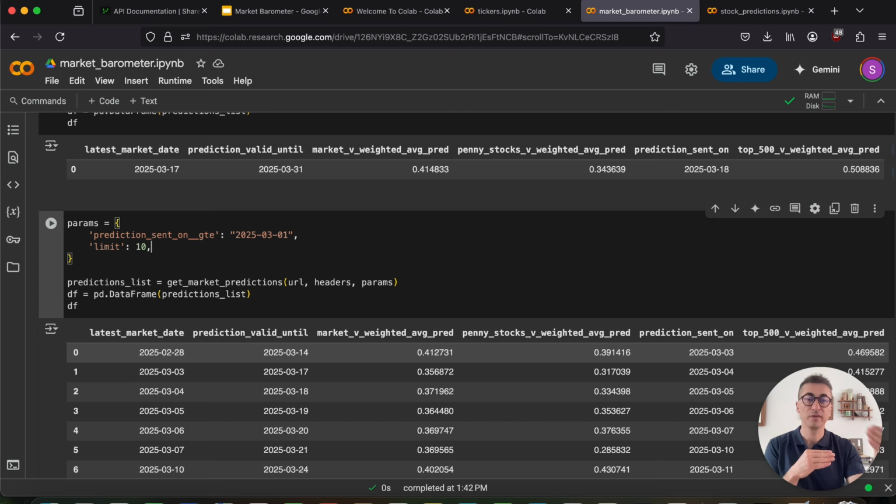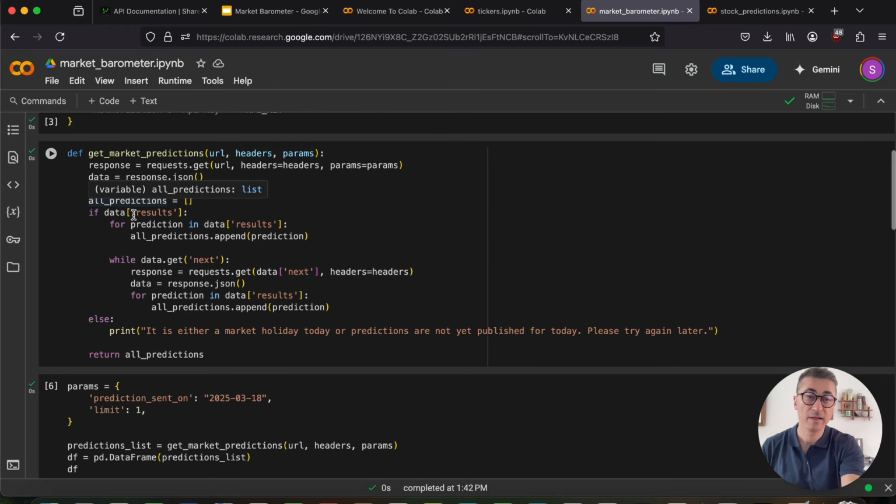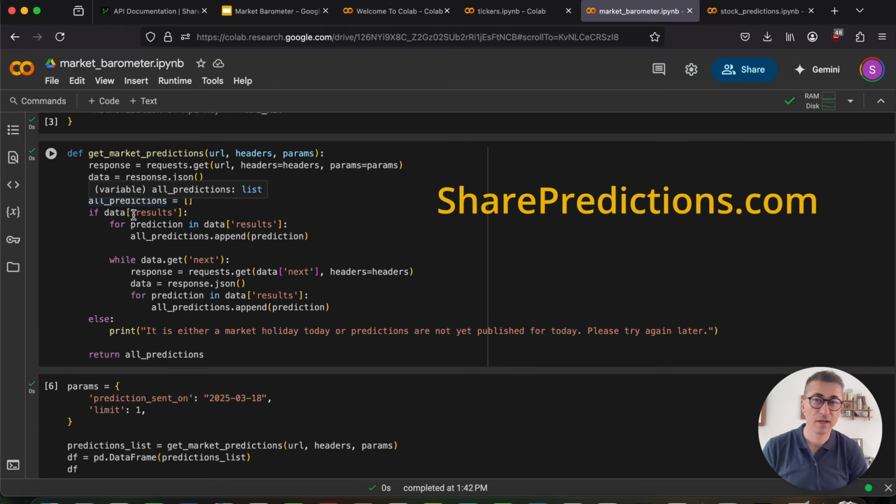This request is now going to return 10 predictions at a time, and there's going to be a next field in the returned results. If the entire result includes, let's say, 50 predictions in total, the first 10 will be returned first. By using the next link, you can get the next 10, and the next 10 again, and so on. This logic is implemented in the example here, and it's also available in the API documentation at sharedpredictions.com.